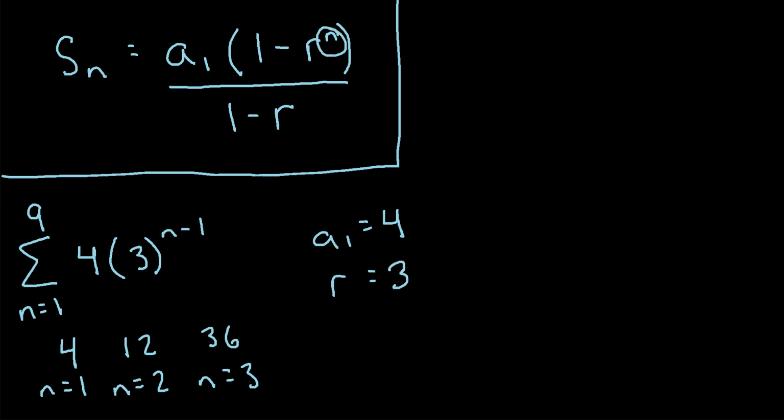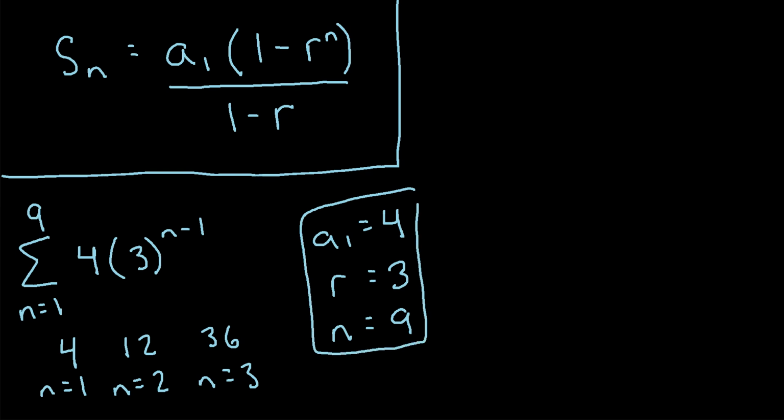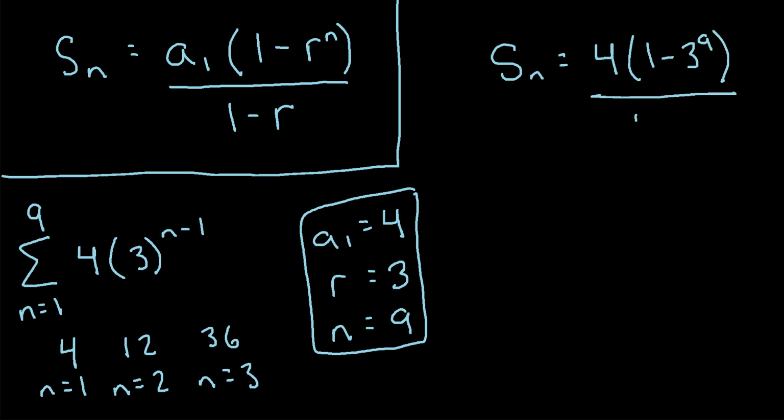And lastly, we need to know n, the total number of terms. Well, we said that we're going to take the sum from n equals 1 up through 9. So 1 through 9, that's just 9 total terms. So n is 9. These are the numbers that we can plug into our formula to find the sum. So we'll say the sum is equal to a1, which is 4, times 1 minus r, which is 3, to the power of n, which is 9, divided by 1 minus r, which we said is 3.